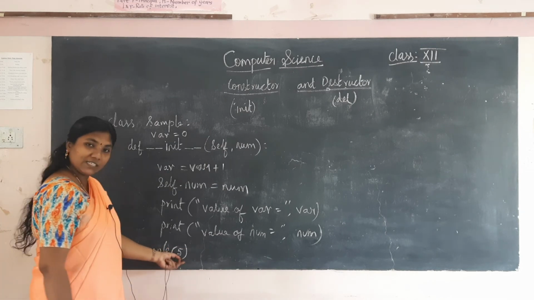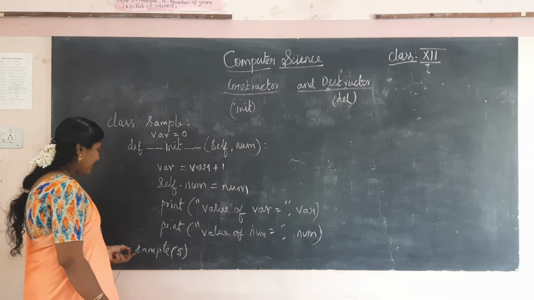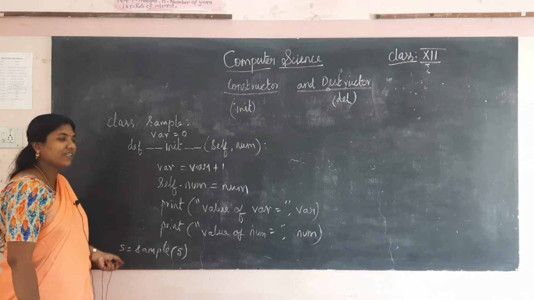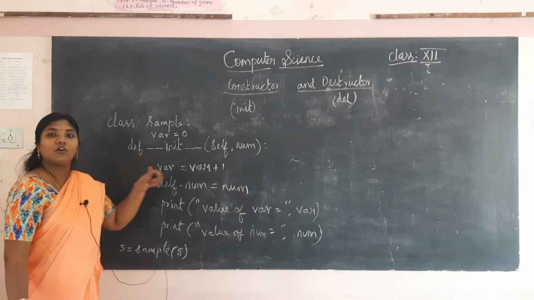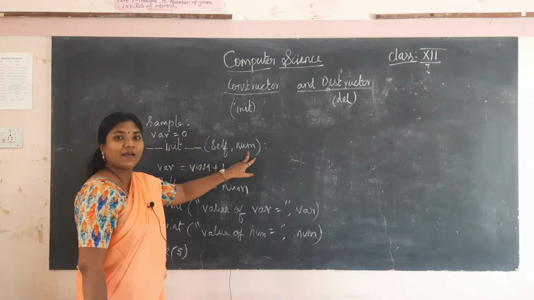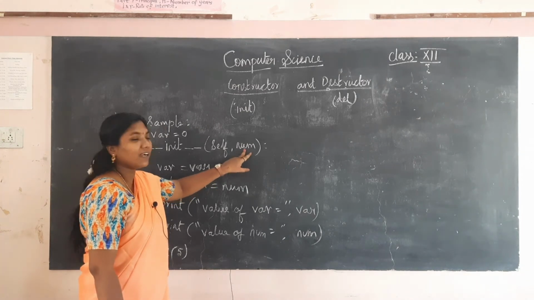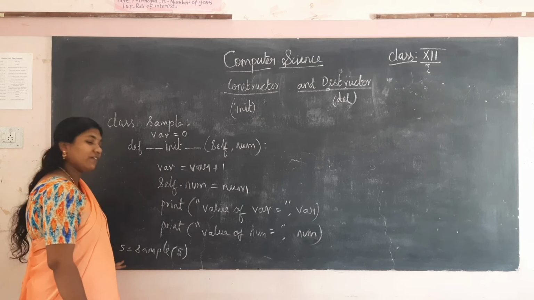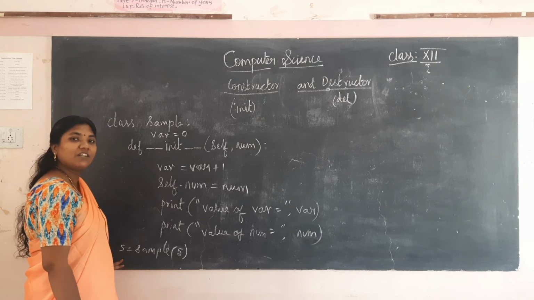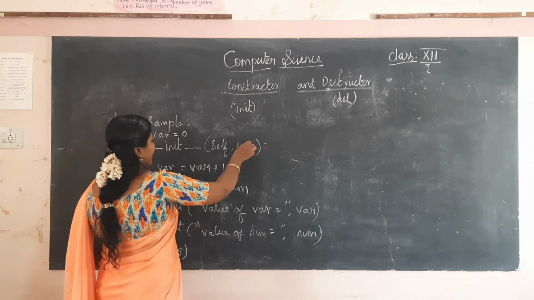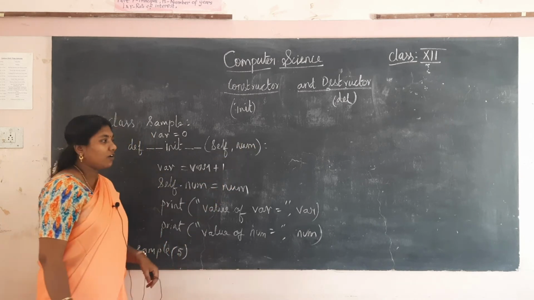Because I have created the object for the class sample, once I have created the object, the constructor will be called automatically, isn't it? So now here within the constructor I am having one argument. For that argument I have to specify one value. While creating the object itself, I have given the argument value 5. So now this 5 will be passed to this num. So what will be the output?